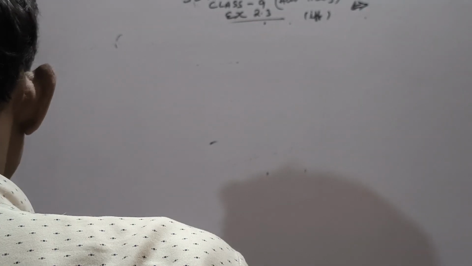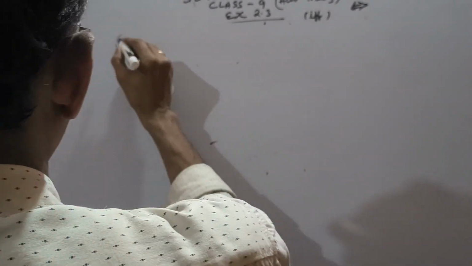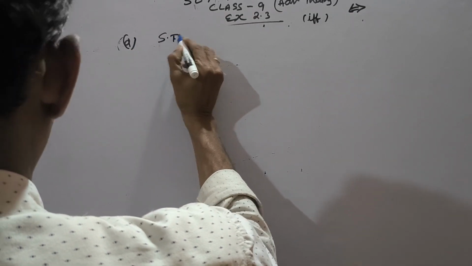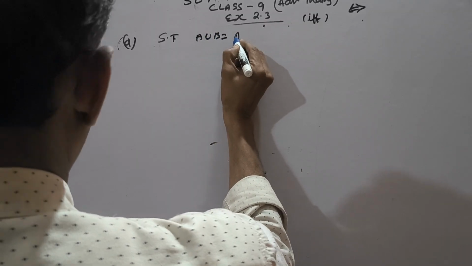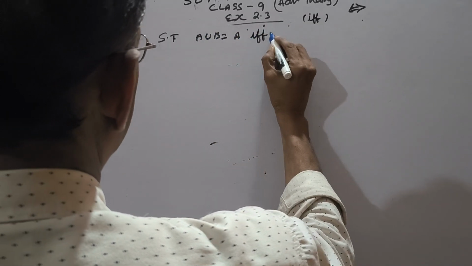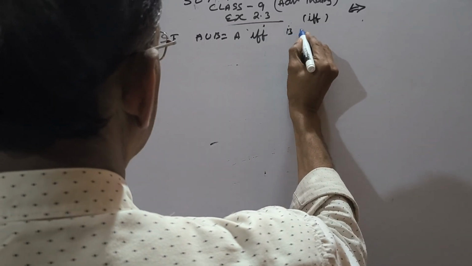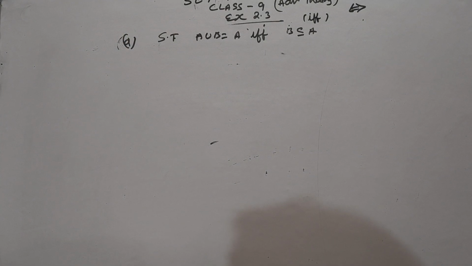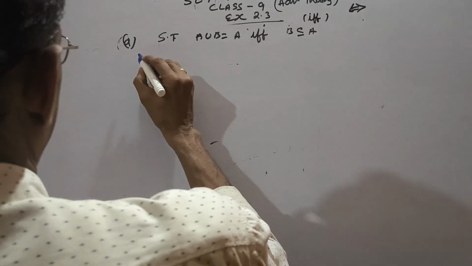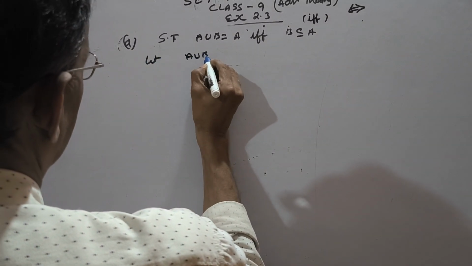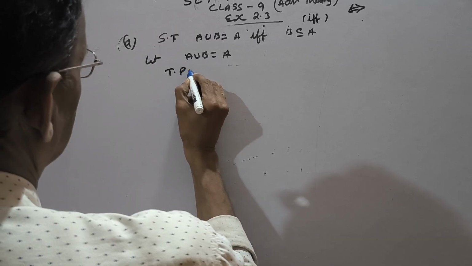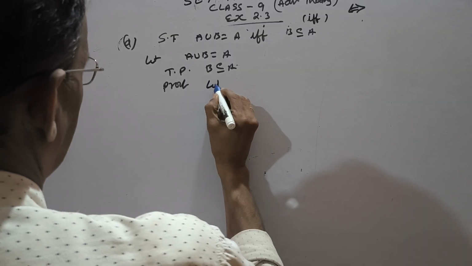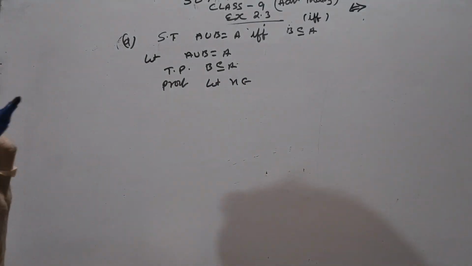Number B. The question is again: show that A union B equal to A if and only if B is a subset of A. And conversely means the same only. Okay, we will have to take this and we have to prove this. So we write: let A union B equal to A, then we have to prove B is a subset of A. Now prove. Let x belongs to B.